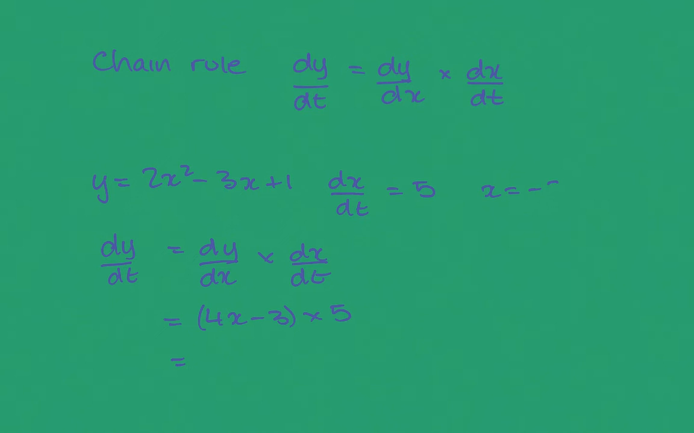Now we know that x equals negative 2 from the question. So we can substitute that in. 4 times negative 2 minus 3, all times 5, which gives us an answer of negative 55.